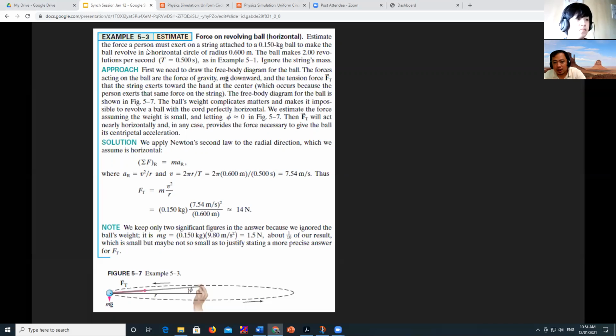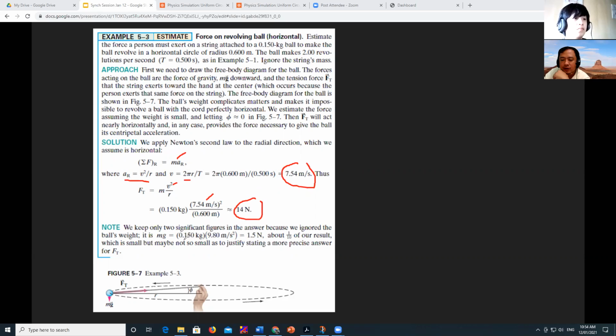If you want to know the force, you all know the force is just ma by Newton's second law. We have the mass, so you just solve for the acceleration, v squared over r. So v is 2 pi r over the period, and this is 7.54 meters per second. Then you square that, divided by the radius, and the force is around 14 newtons. So that's how to solve it. Just apply mv squared over r.